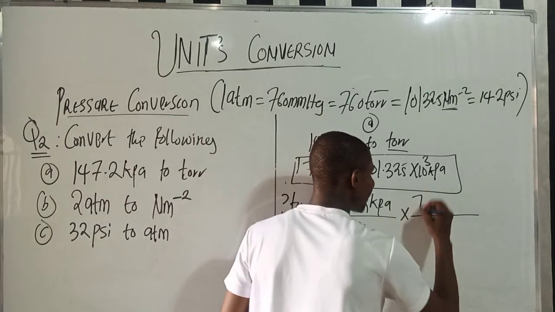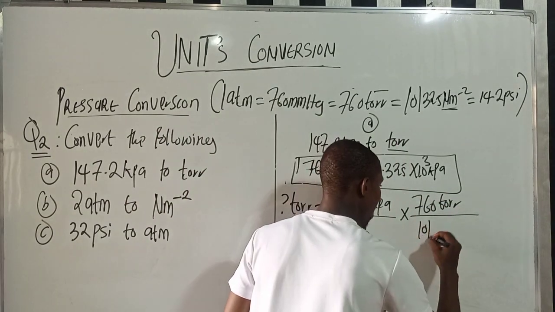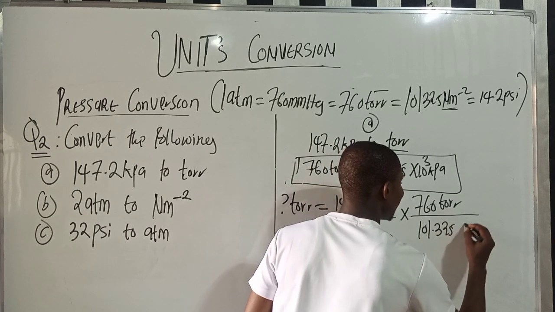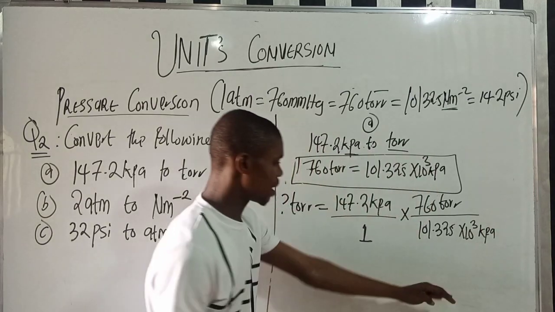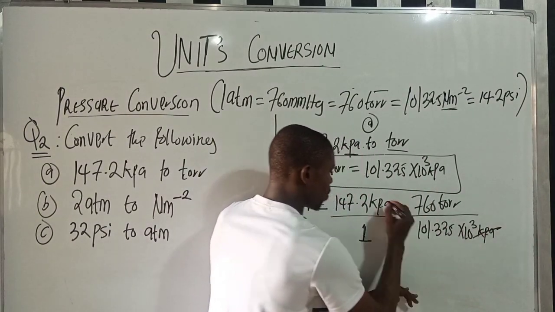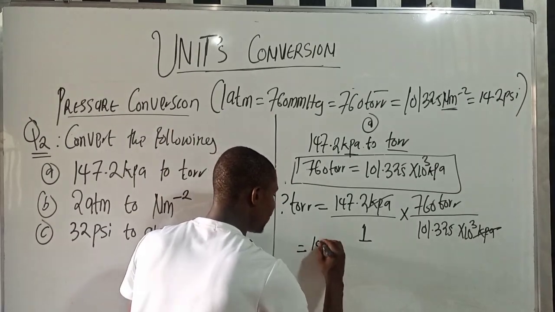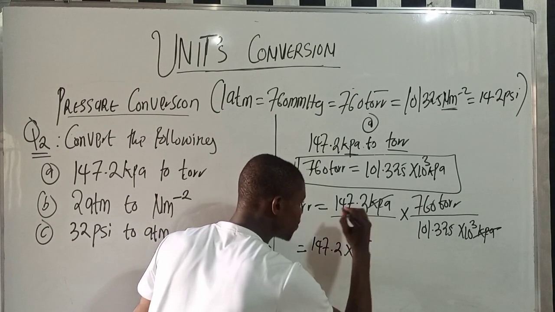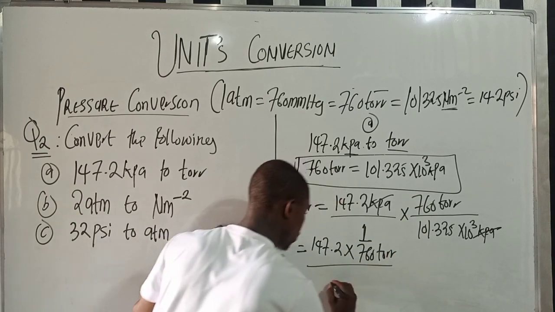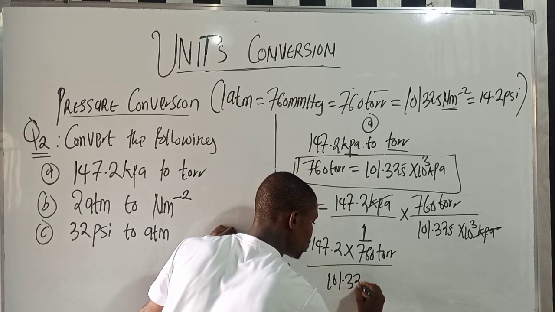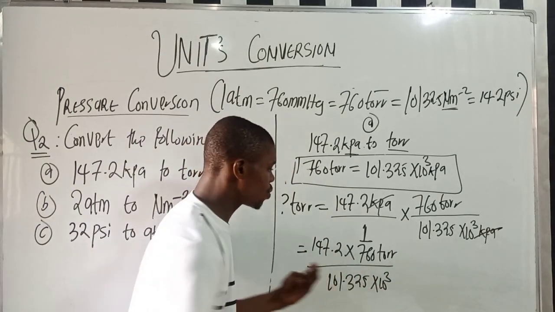So here we have 760 torr over 101.325 exponential 3 kilopascal. Do you see that? You can see that this guy, we can see this guy here. Do you understand now? So you're going to have 147.2 times 760 torr over 101.325 exponential 3.